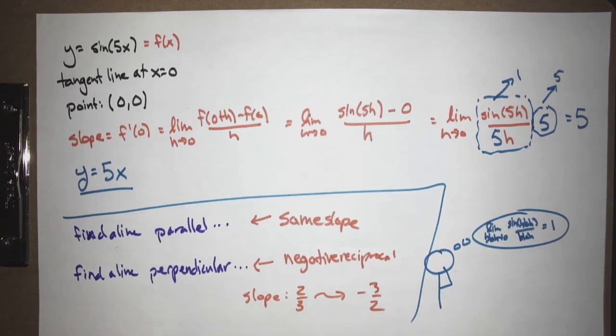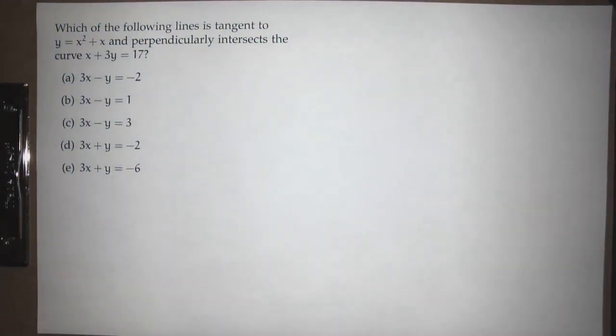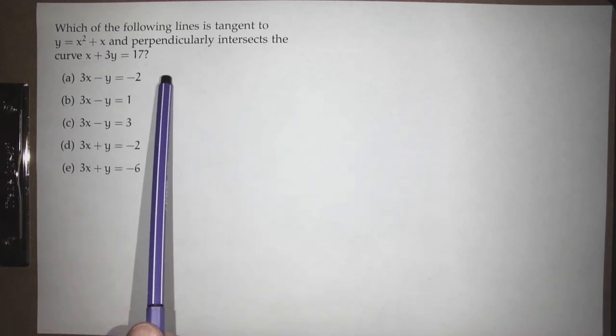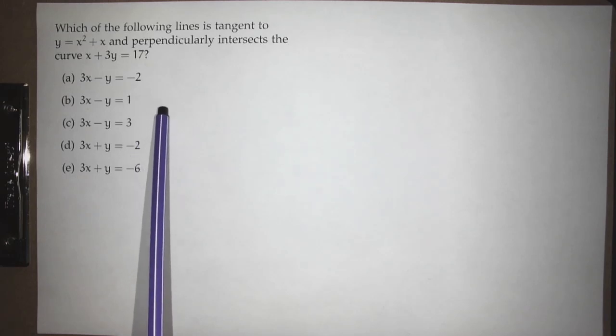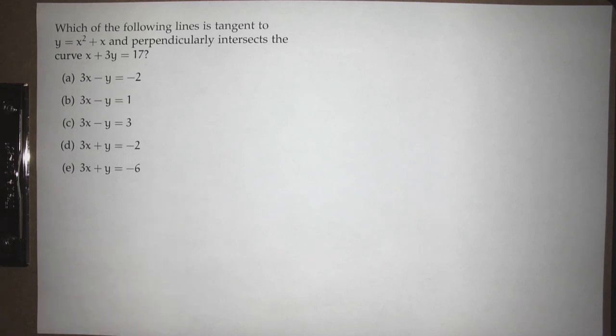Negative 3/2. All right, so we have a few minutes left, and we should have enough time for our final cool down. Our multiple choice, 1 out of 5. Which of the following lines is tangent to y equals x squared plus x, and it perpendicularly intersects the curve x plus 3y equals 17? So there's a couple of choices. 3x minus y equals negative 2. 3x minus y equals 1. 3x minus y equals 3. 3x plus y equals negative 2. 3x plus y equals negative 6.